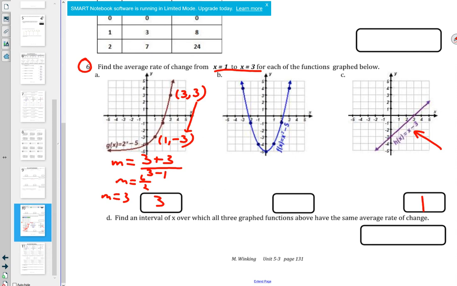We do the same thing for the parabola. Okay, we have to find the points. The point here is (1, -4). And then when x is 3, y is 4. So for the slope here, the first y is 4, minus -4 is +4, over 3 minus 1. So it's 8 over 2, which is 4.